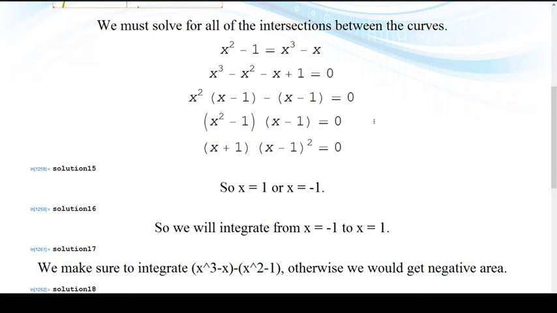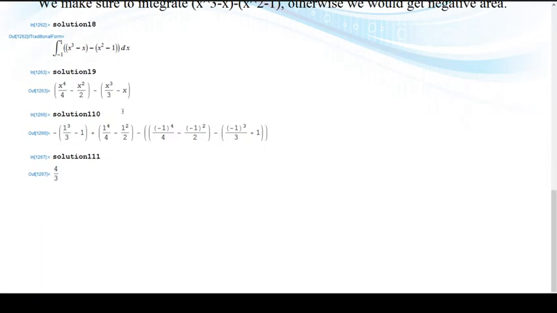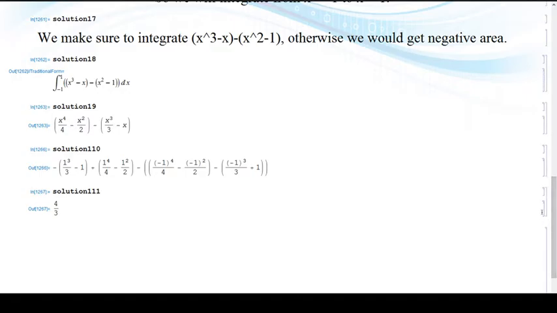So, that solves our first problem for us. Our answer is 4/3 is the area between the two curves. So we will clear all of this off and start over with a new problem.